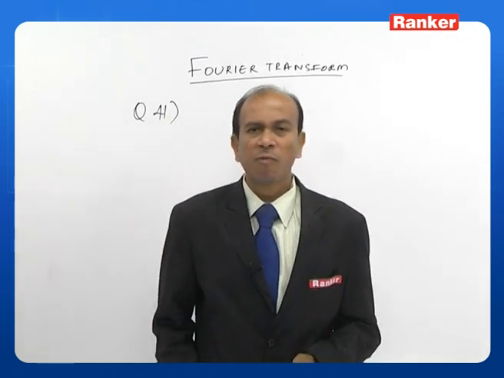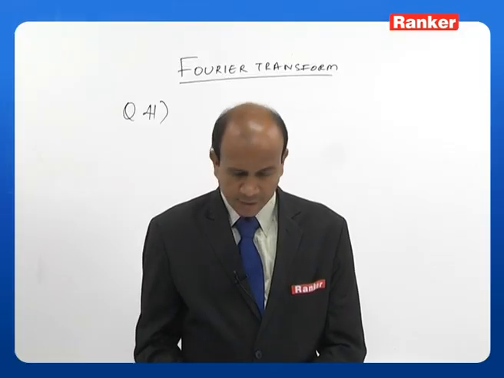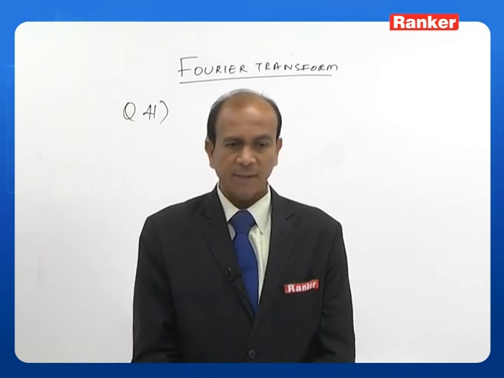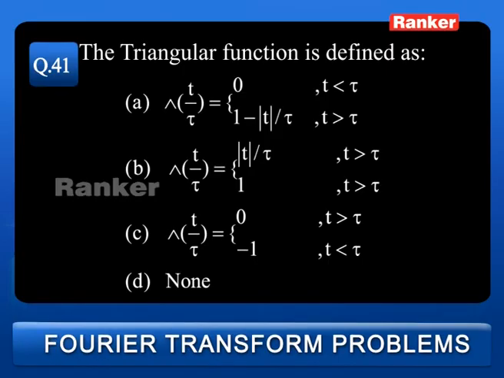Next question, question number 41. The triangular function of t by tau is equal to 0 for t less than tau. The first option, 1 minus t by tau for t less than tau, that is mod t by tau, must be read as for values of t less than tau. B, triangular function of t by tau is equal to mod t by tau for t greater than tau. Third choice C, triangle of t by tau is equal to 0 for t greater than tau and minus 1 for t less than tau. The answer is A, that is the triangular function of t by tau is 0 for t less than tau and 1 minus mod t by tau for t greater than tau. So that is the answer A.